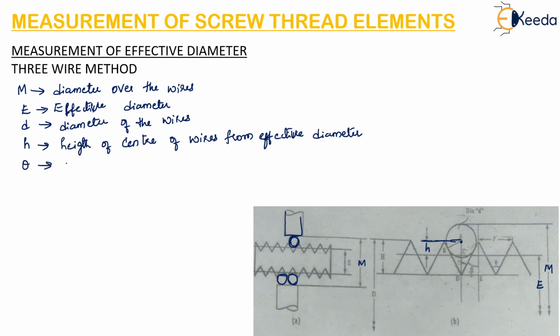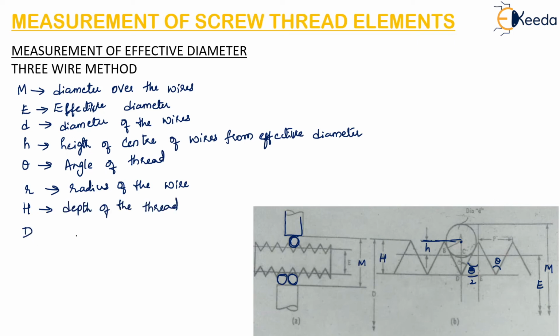Theta is the angle of the thread. Small r, so this is the angle, that is theta. Half of this angle is given as theta by 2. Small r is the radius of the wire. Capital H is the depth of the thread. So this is the capital H, which is the depth of the thread. Capital D is the major diameter of the thread.